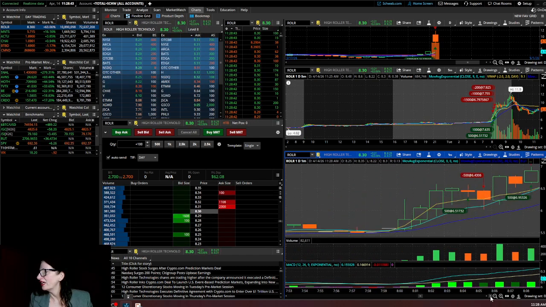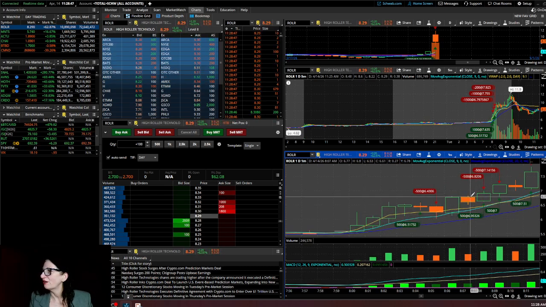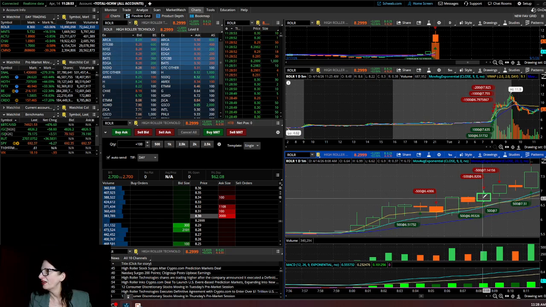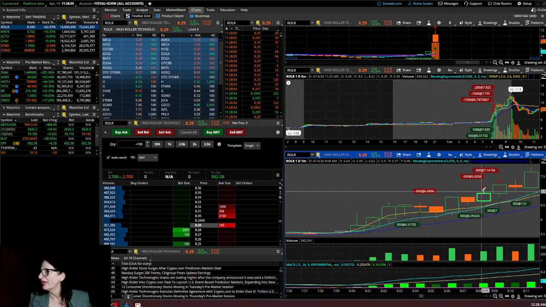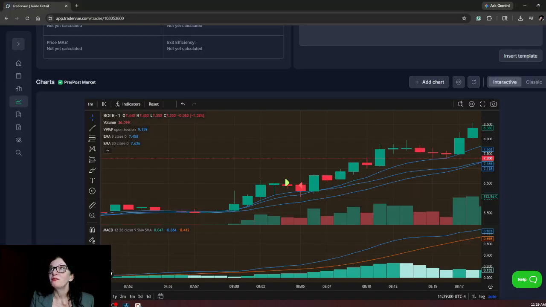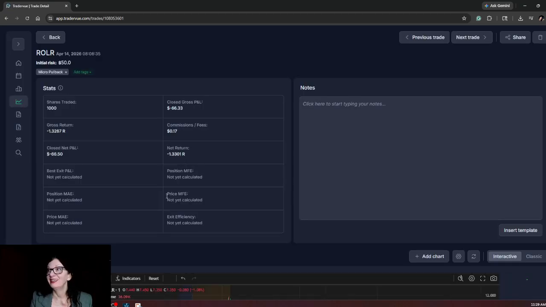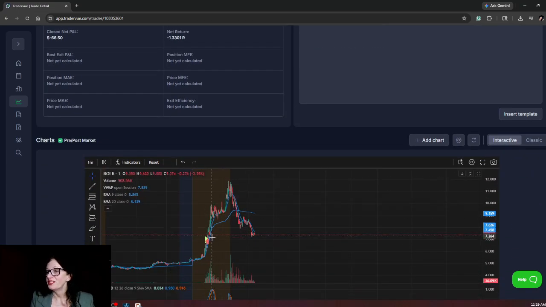The next trade, you can see here, again, I was looking for a break over this level. It pulled back a little bit and I got in and it dipped down. And the thing is, it dipped down below. Let's go to the trade on here. This one I actually couldn't get out right at 10 cents a share.